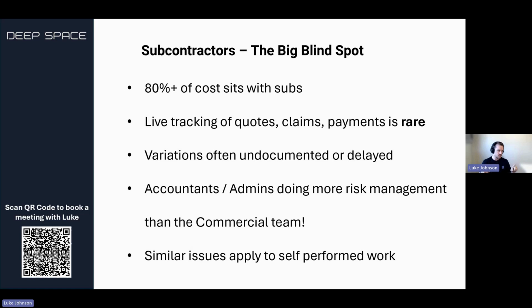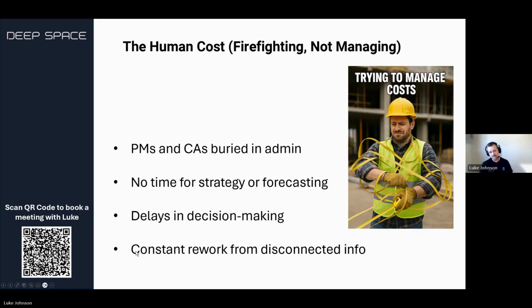And a lot of the similar principles do actually apply to self-performed work. We're talking about subcontractors because that is a big problem across a lot of us in the industry. But the very similar thing applies to when you're doing direct costs. You're going to buy things at Bunnings. You're trying to track the costs against what you had estimated or budgeted. Same issue, just in a different kind of context.